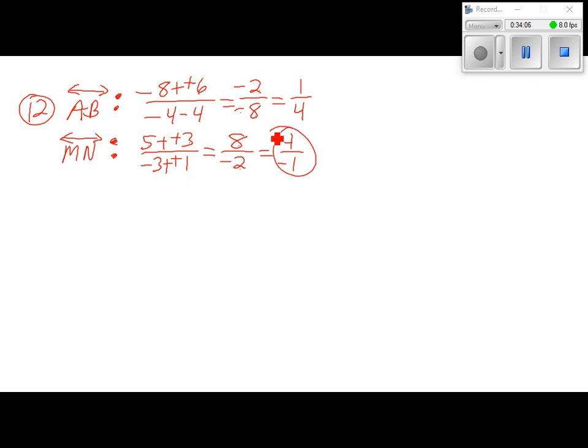And I compare these two. Well, I look at them and one's negative, one's positive. They're reciprocals of each other. So that tells us that these two are perpendicular. They come together to form right angles.